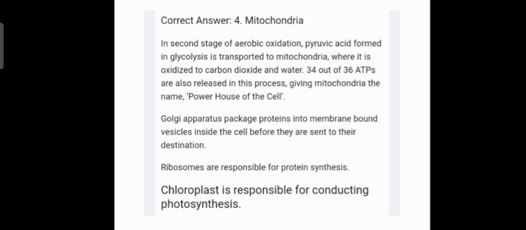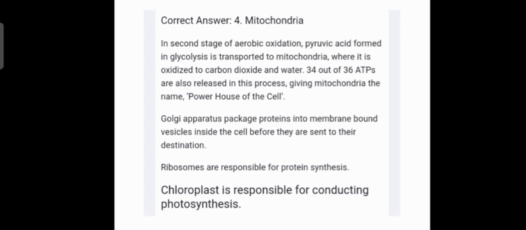34 out of 36 ATPs are also released in this process. That is why mitochondria is known as the powerhouse of the cells. And the next option, the first option is Golgi apparatus. Golgi apparatus's main function is to package proteins into membrane bound vesicles before they are sent to their destination.